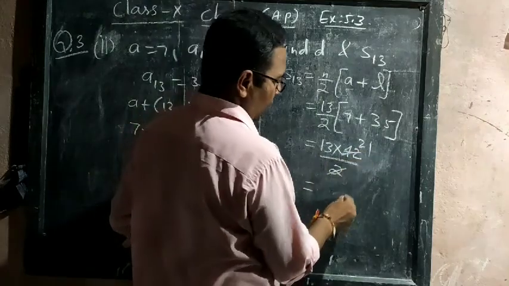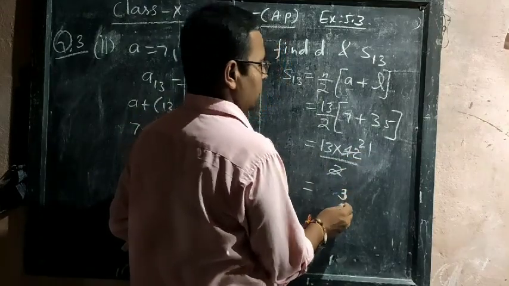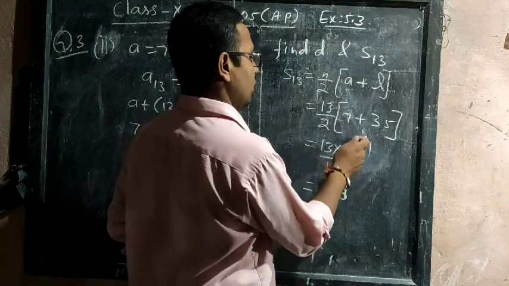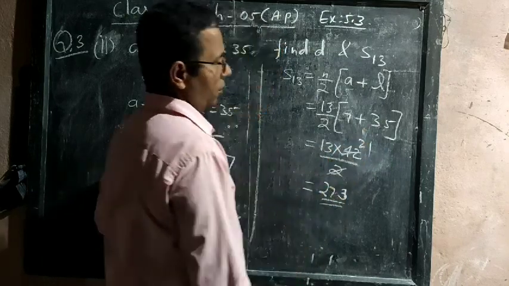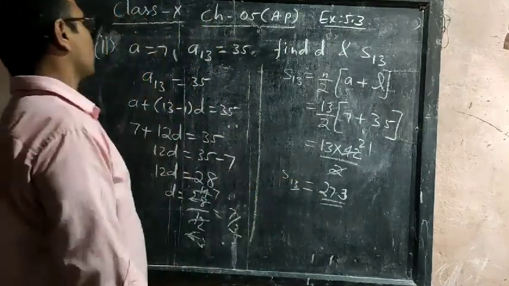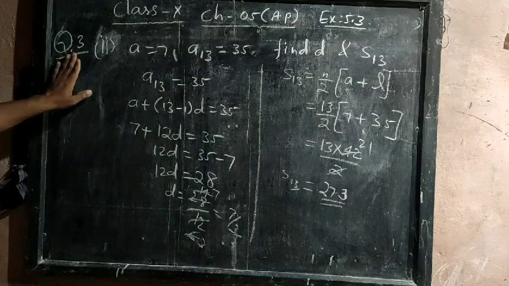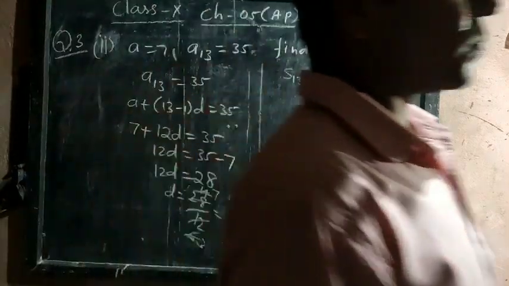So how much will we get here? 13 times 1 is 13, carry 1. 13 times 2 is 26, 26 plus 1 is 27. So 273 is our answer for S13. So now students, we have completed question number 3, second part. Now let's see the next question.